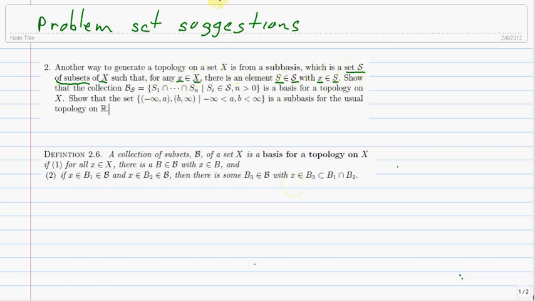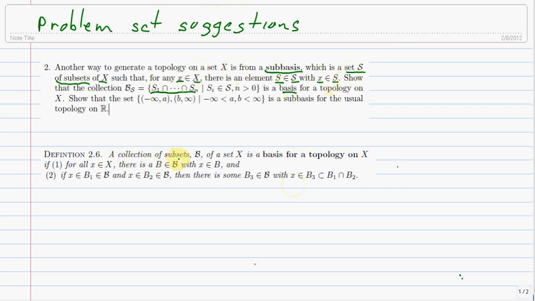First part of this question is, show that the collection B sub S, which is defined as all intersections, all finite intersections actually, of elements of your subbasis, forms a basis. So let's stop there and see if we can think about that. So we want to show that if we have a subbasis and we take finite intersections of all the elements of our subbasis, we get a basis. So to prove that, it requires us to remember what a basis is.